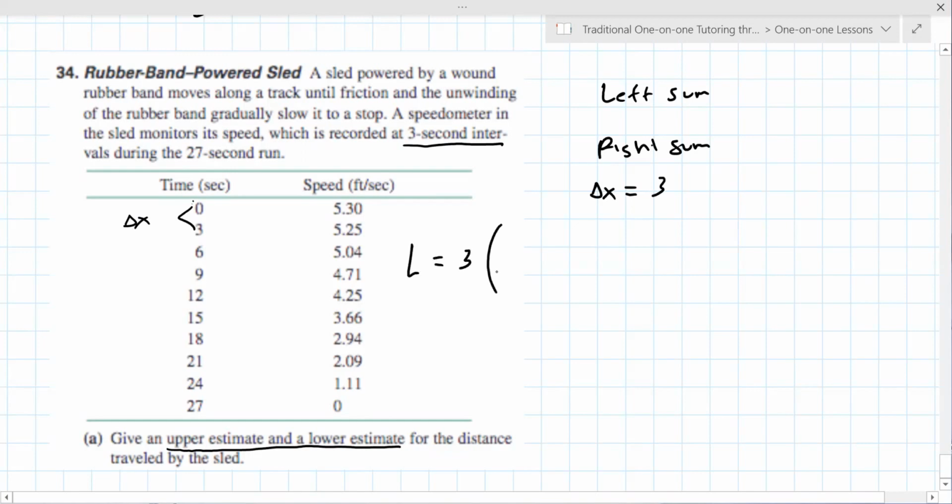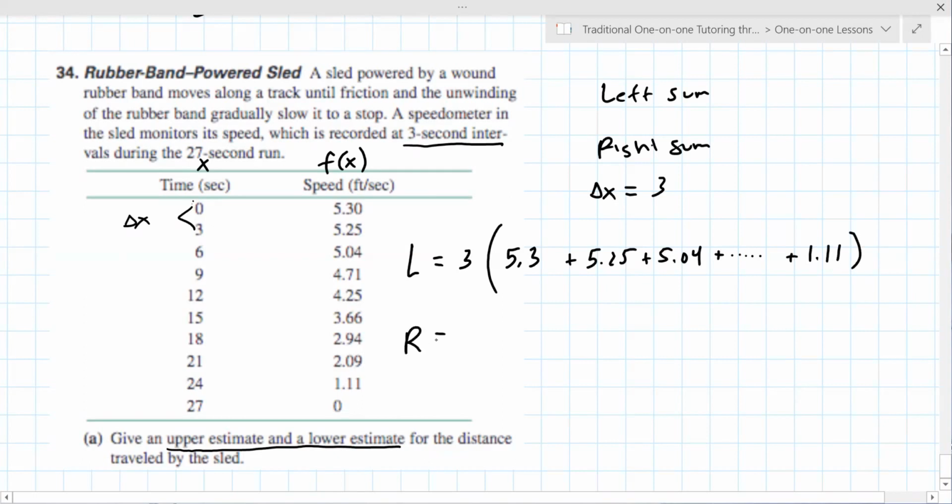And then remember how this is x and this is f of x, or t and f of t. It's 5.3, which is your speed, plus 5.25 plus 5.04 plus on and on and on here, plus 1.11. But you stop there. Remember the left, you stop at the last one.